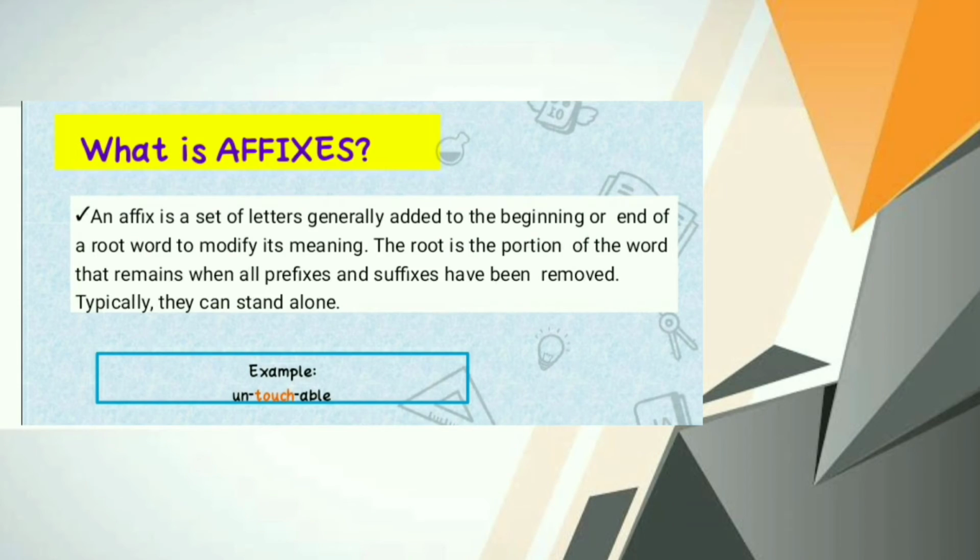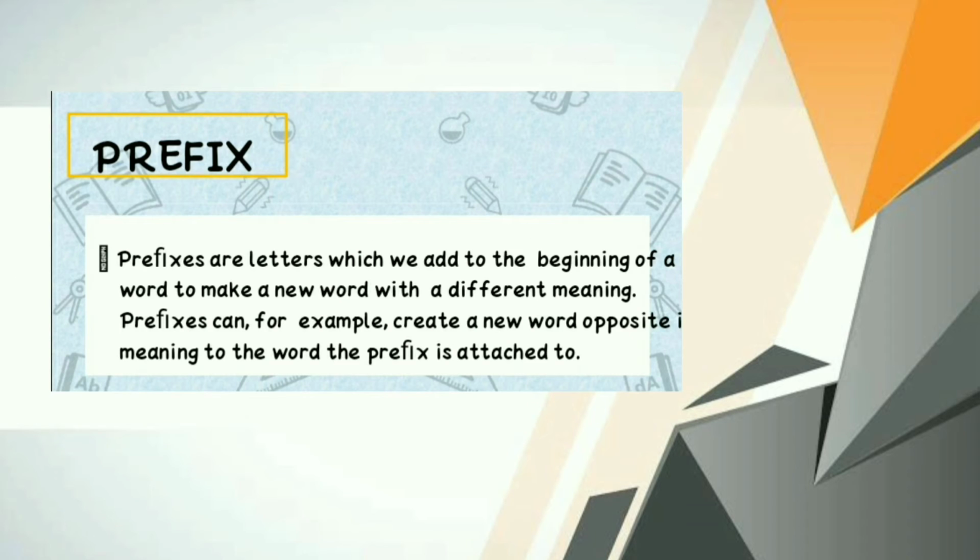What are affixes? An affix is a set of letters generally added to the beginning or end of a root word to modify its meaning. The root is the portion of the word that remains when all prefixes and suffixes have been removed. Typically, they can stand alone. Prefixes are letters which we add to the beginning of a word to make a new word with a different meaning. Prefixes can, for example, create a new word opposite in meaning to the word the prefix is attached to. So for better understanding, we have an example here.